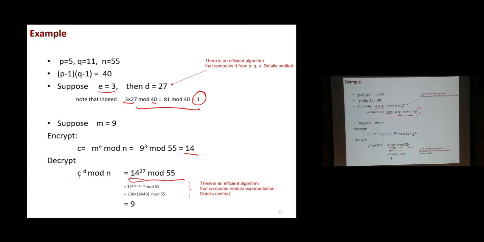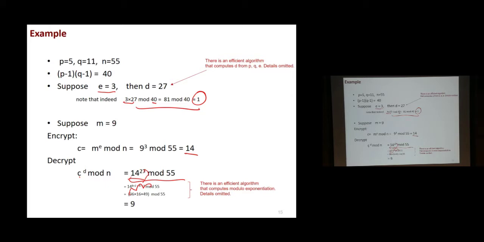I don't know whether you have done this in another algorithms course. There's a way to compute this fast: I break 27 into its binary representation, and then I do this, and I get the result. So there is an efficient algorithm that computes exponentiation very fast. This is omitted; we assume that there's some way that we can do it. Do you know how to do it?